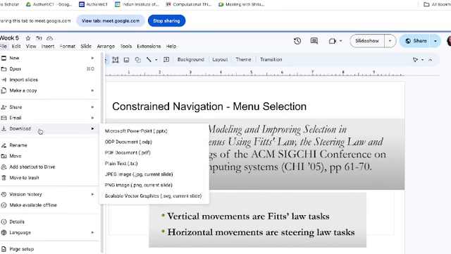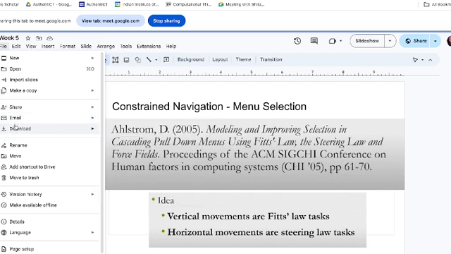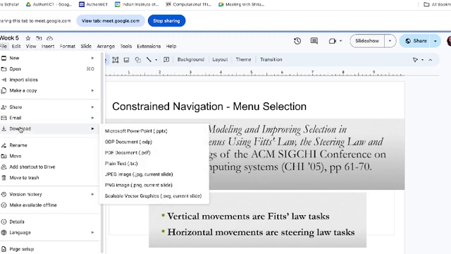Then why is horizontal the steering law? Because I have to keep my cursor on the download item only. If I move it here or here, then the menu will disappear. That's why the horizontal movement will come under the steering law.